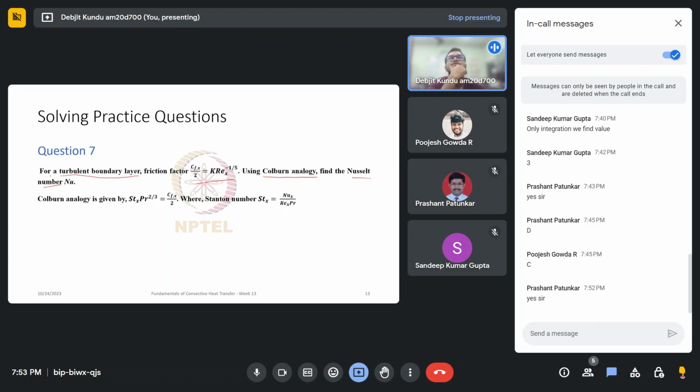So Colburn analogy is an analogy which connects fluid flow to heat transfer, an analogy between the two. So all the formula that you need is given here. You just have to plug in the values and find out the expression for this Nusselt number Nux. There's no hurry, take your time, try to do this.